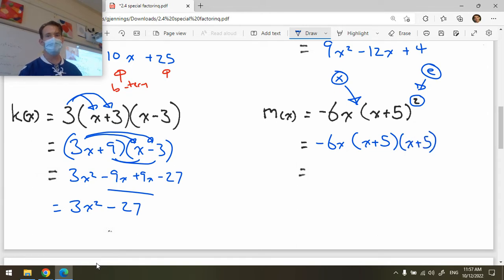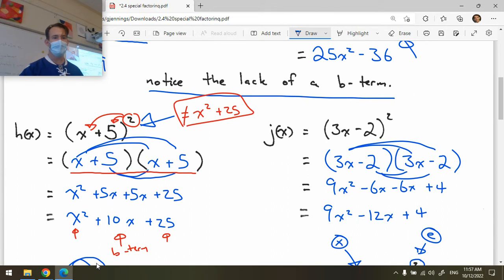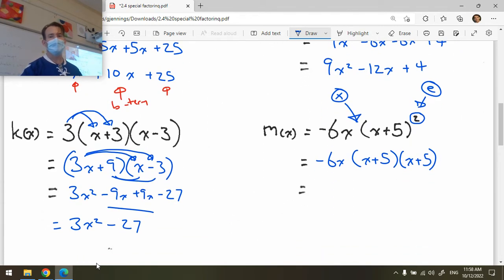I'll show you something sneaky. Did anyone notice that I did this? I've already asked you to expand x plus 5 over here. I know that x plus 5 expands to x squared plus 10x plus 25. So I could also write here minus 6x times x squared plus 10x plus 25. That's the result of x plus 5 times itself. And now we could distribute that negative 6x in.